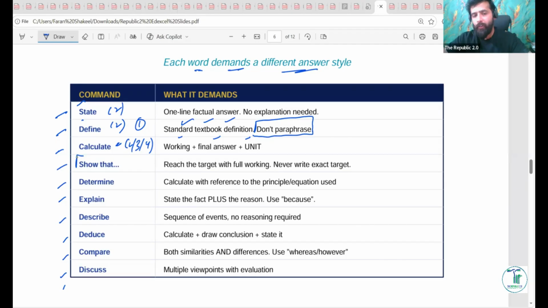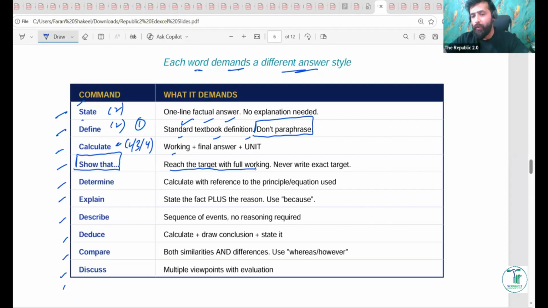Now, important question where students mess up, this one: show that the time of this projectile is equal to 0.6 seconds, right? Now, what do you guys often do? You reach the target with full working. And what do we mean by the full working? Working, meaning thereby substitution.